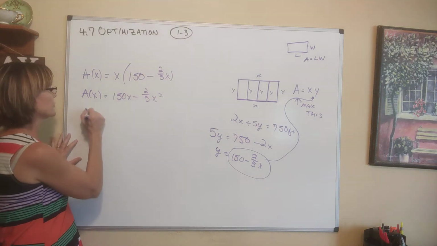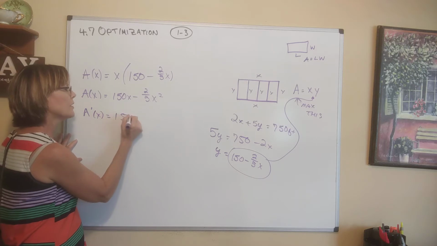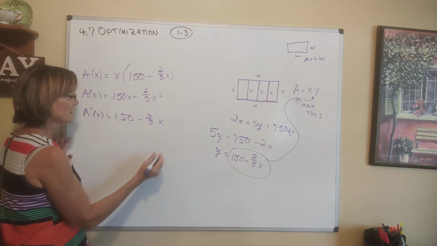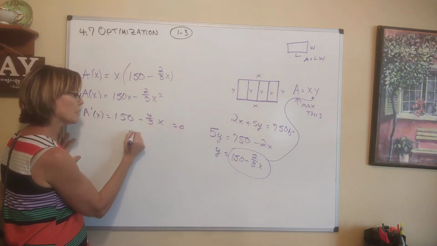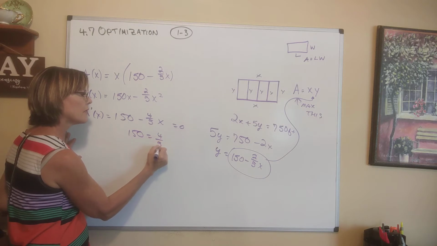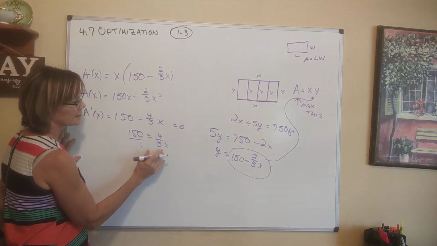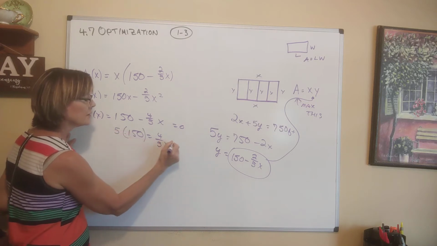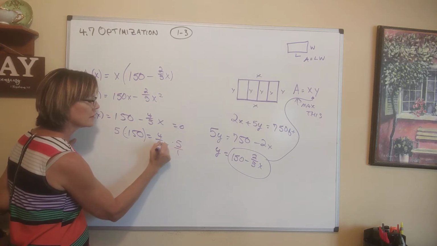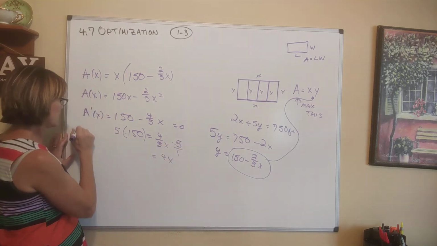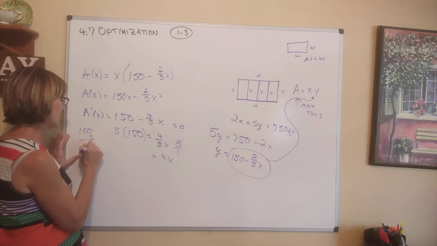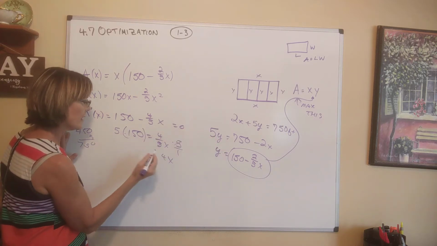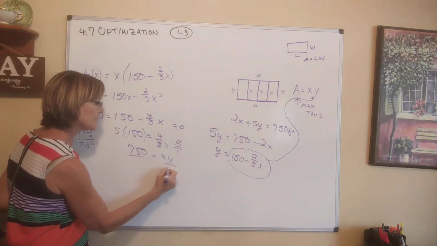All right, so take the first derivative. That gives us 150 minus 4/5 times X. Set this equal to 0 to find the critical value. So we get 150 is equal to 4 over 5X. Let me multiply both sides by 5 to kill the fraction. I get 4X is equal to 150 times 5, which is 750. I guess that makes sense, right? I just divided that by 5. Now we'll divide both sides by 4.